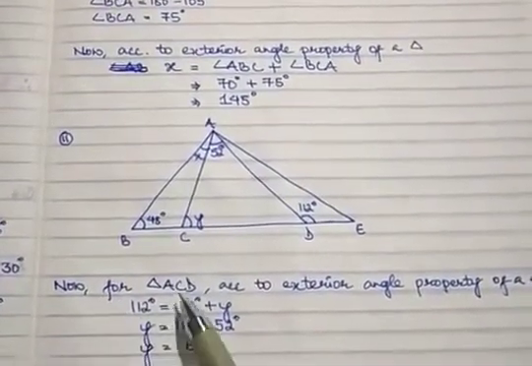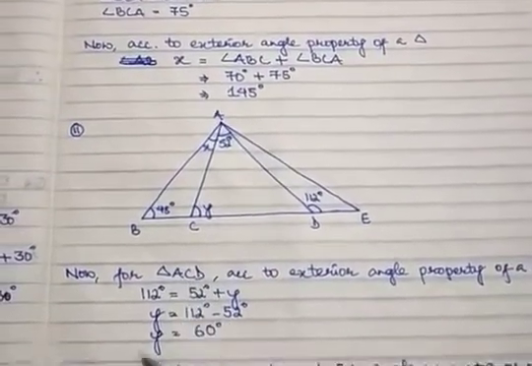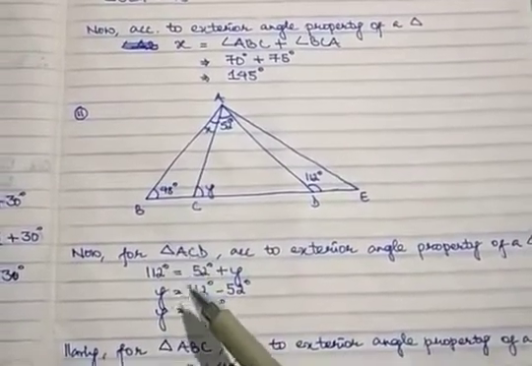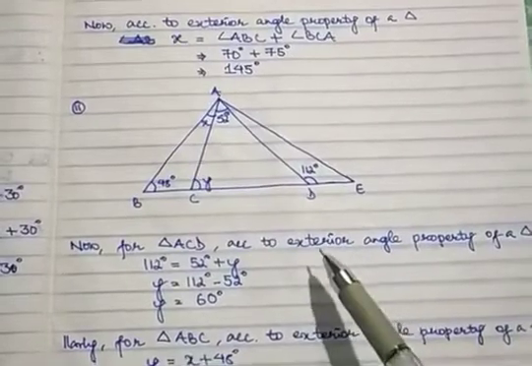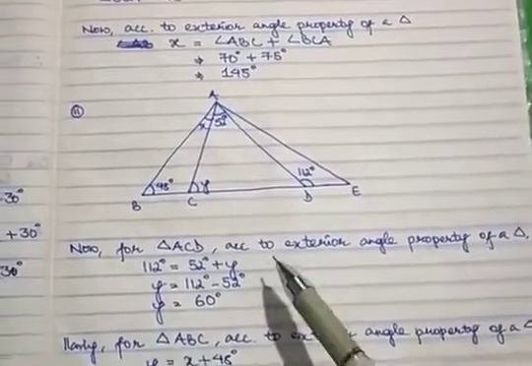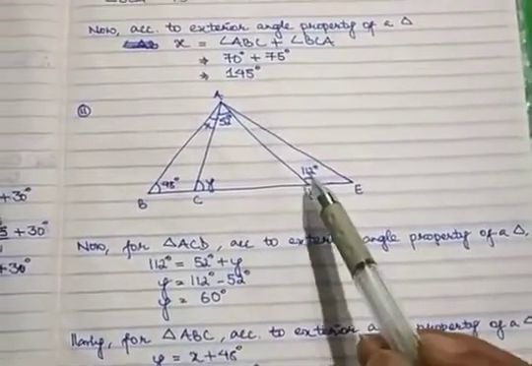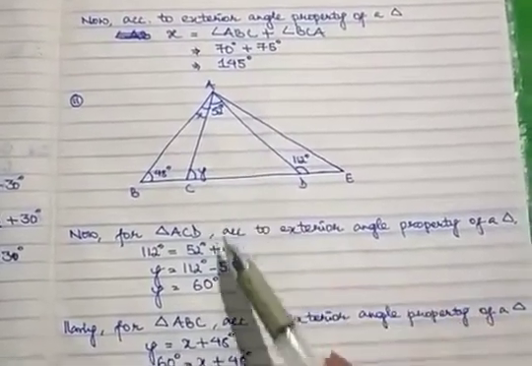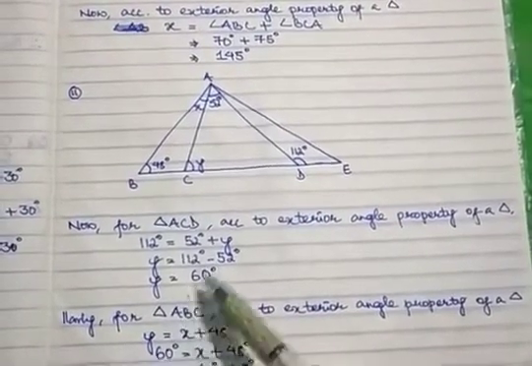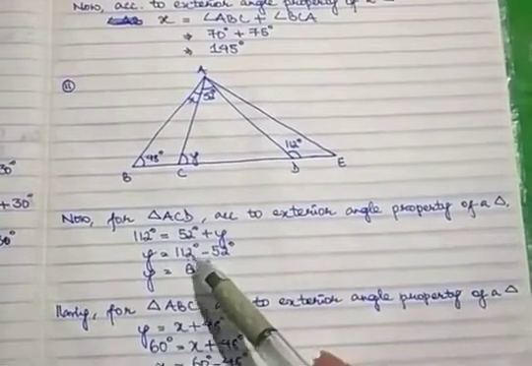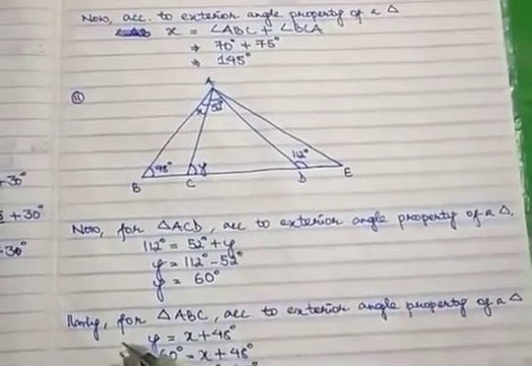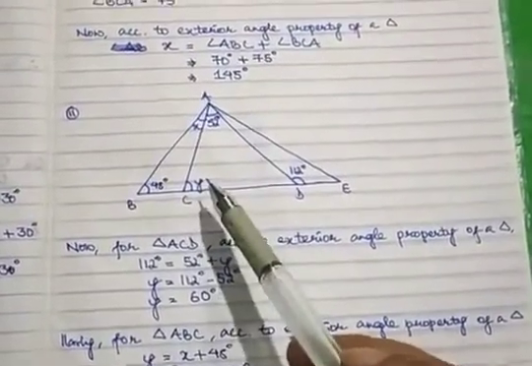Now for triangle ACD, and remember we need to mention the triangles upon which we are working. The reasoning is also important, isn't it? So according to the exterior angle property of a triangle, 112 degrees will be equal to the interior opposite angles. The opposite angles are 52 and y, isn't it? So 52 plus y. Now it became a linear equation in one variable. Now 52 goes to the other side and becomes minus. So 112 minus 52 is 60. So I got the value of y as 60. This is how I got the value of one of the variables.